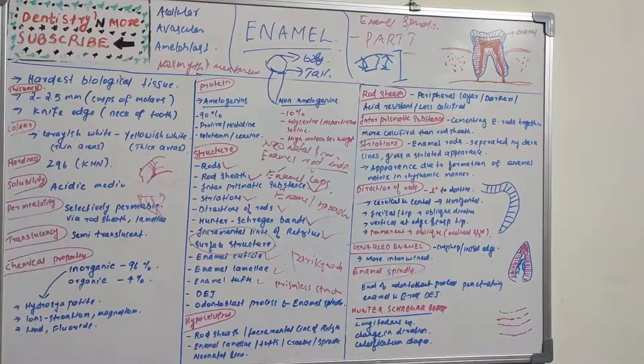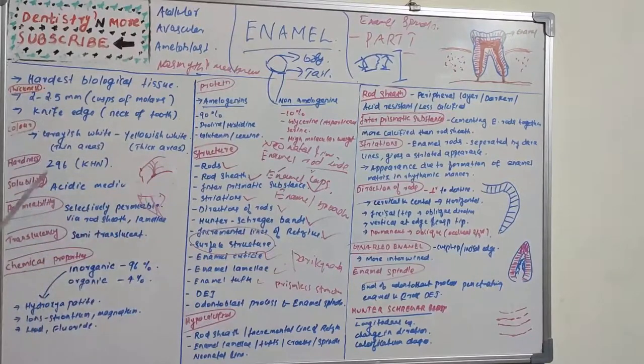So we have covered the surface structures and other structures of enamel, and we are finishing our part one. The second part is amelogenesis, the formation of enamel, which we will check in detail. Already we know how enamel forms in our tooth formation stages. Anyway, let's wind up session one of enamel.